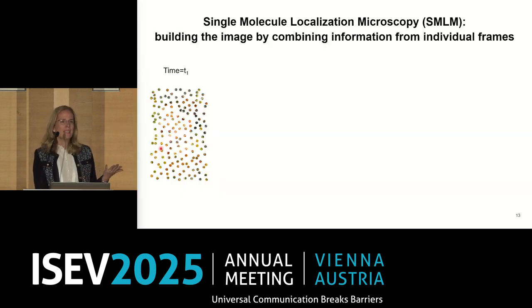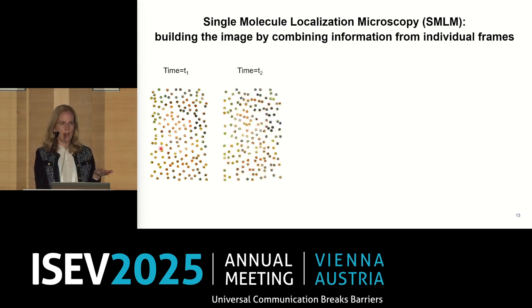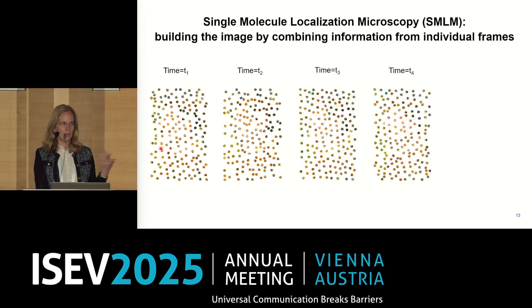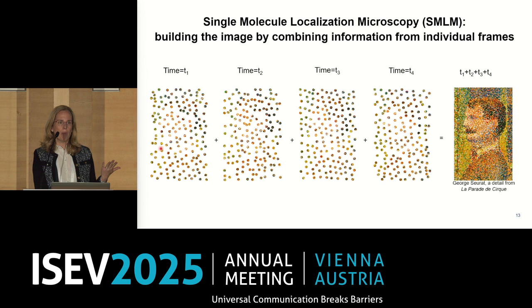But what does that mean? How can I explain this? Well, if you like art, you probably remember those beautiful pointillistic paintings, those dots that combined show a whole image. So think about it: at one time point you have one subset of molecules, at another time point you have different subsets, and so on. You don't see the full picture unless you combine them, right?